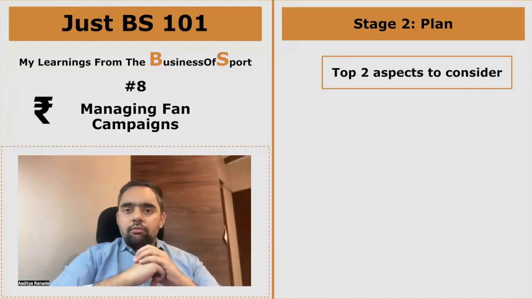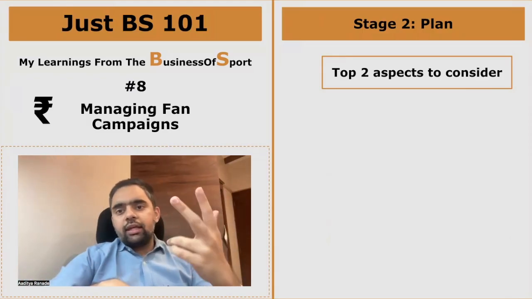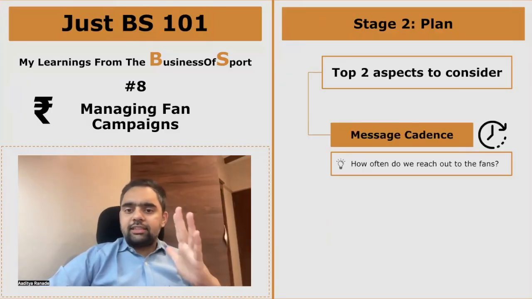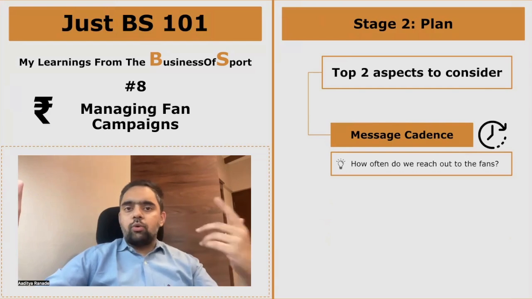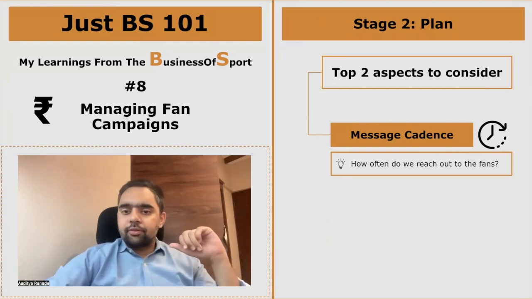Now, with that understanding of various segments of fans, the next stage is to plan. Now, what do we plan? We know that there are certain segments of fans that we want to target. There are 2 key aspects to consider when it comes to planning of these campaigns. One, message cadence. How often do we want to reach out to fans? Is it once a week or is it maybe thrice a day when it is a match day?